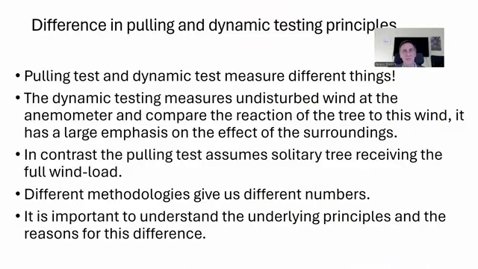So it is really important to keep in mind that the pulling test and the dynamic test have two different principles. They are measuring different things. Of course, measuring the inclination is identical, but in one case we measure force, in the other case we measure wind speed. The dynamic test measures undisturbed wind at the anemometer and compares the reaction of the tree to this wind. It has a large emphasis on the effect of the surroundings, and this is really good news.